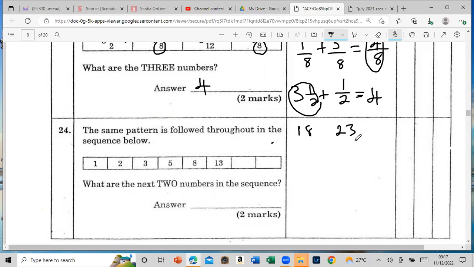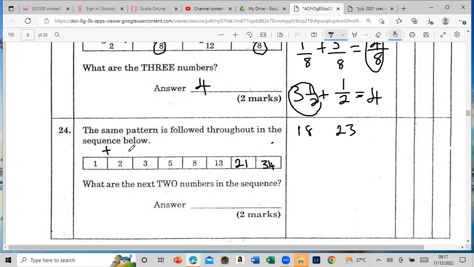Then you add the 5 plus the 3 to get the 8. You add the 8 plus the 5 to get the 13. You add the 13 plus the 8 to get a 21. You add the 21 plus the 13 to get a 34. Excellent. Excellent. See it?